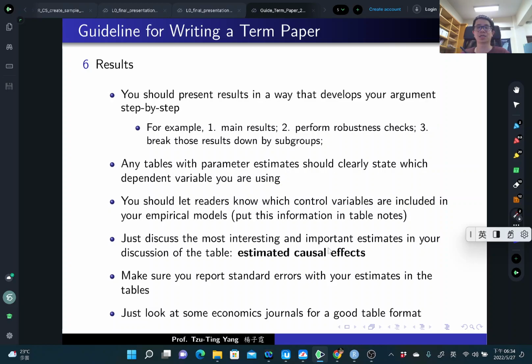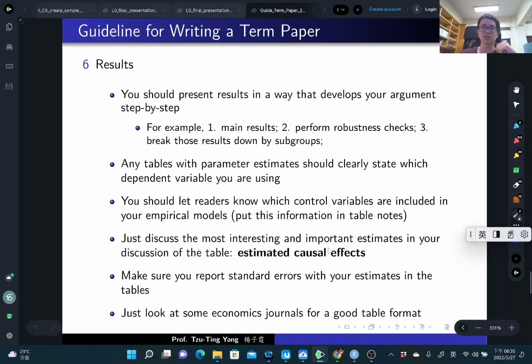And in the table where you show your result, please just focus on the key variable, that is the effect of your treatment, rather than other covariates. Their coefficients are not very important. It's not necessary to show that. You just need to show the most important coefficient, that is the coefficient related to the treatment effect, your causal effect. So just discuss the most important estimate, the estimated causal effect.